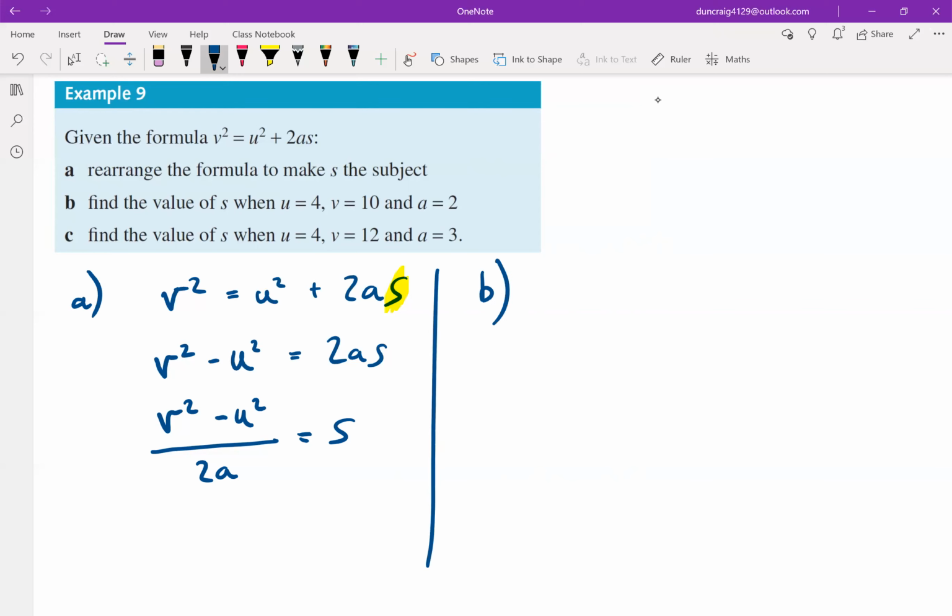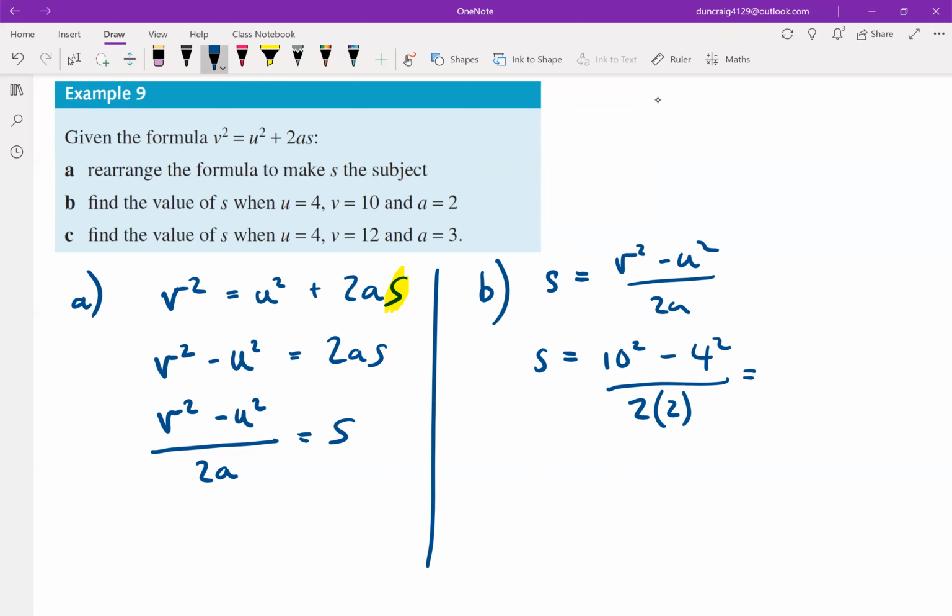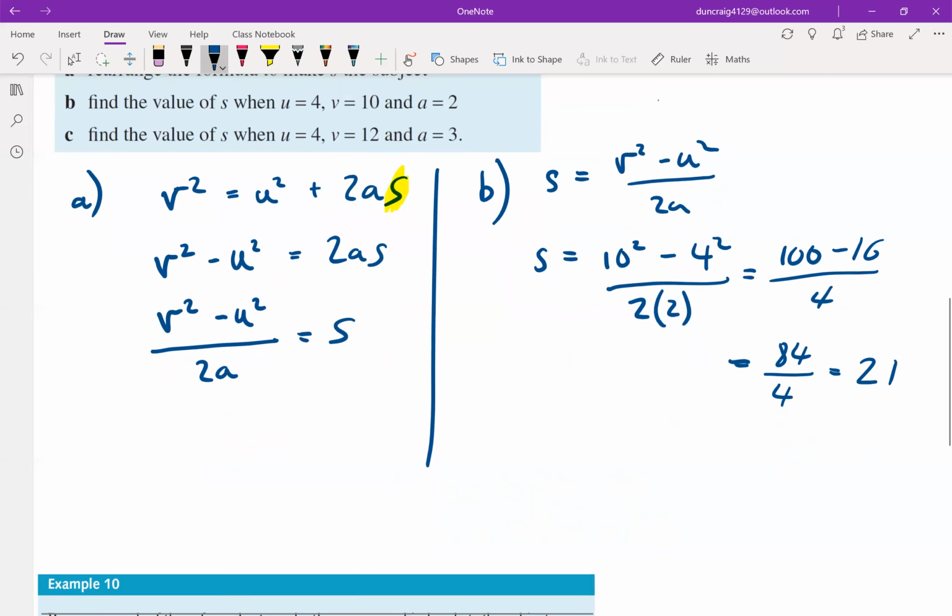So for part B, I'm just going to write out my formula again. S is equal to v squared, take u squared over 2a. So let's put them in. S is equal to v squared, so 10 squared, take 4 squared, over 2a, 2 lots of 2. So 100 take 16, all over 4. What's that going to be? 84 over 4. That can just be 21. Cool. So that's that one there.